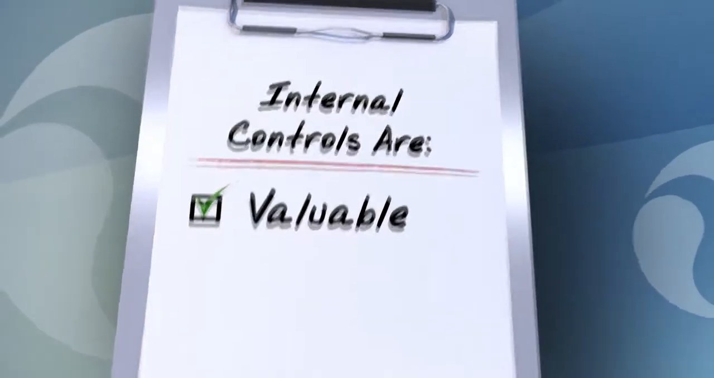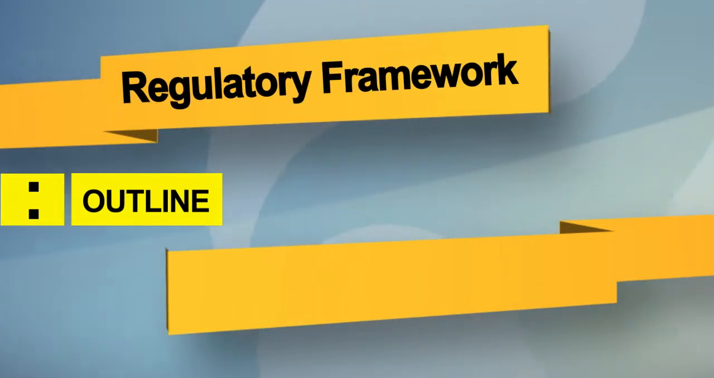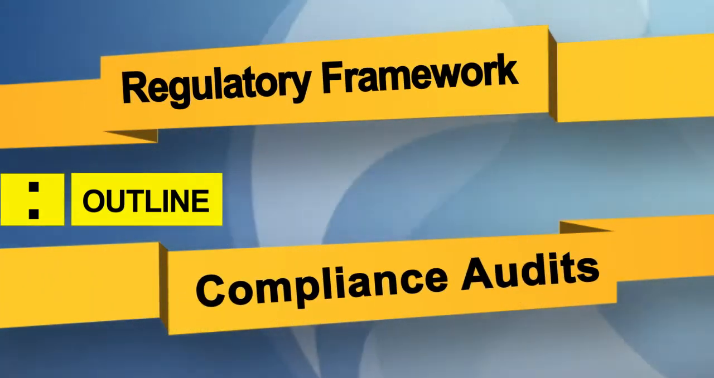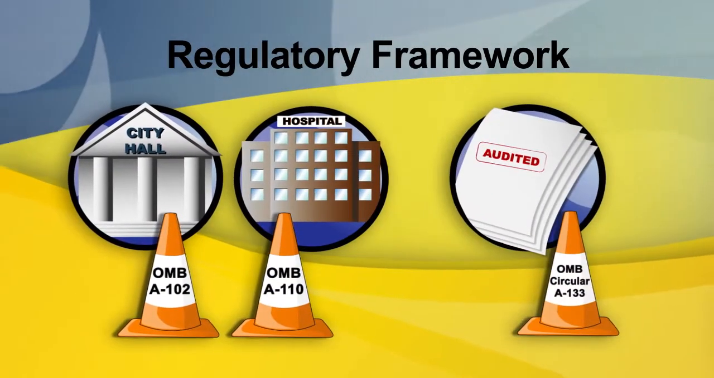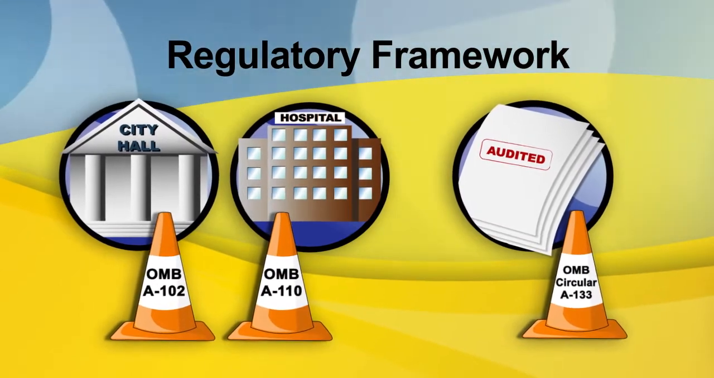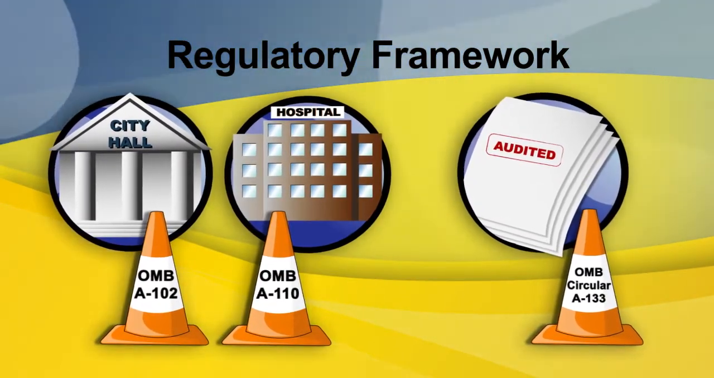The federal government acknowledged the value of internal controls when it first set up a mandatory regulatory framework and instituted compliance audits for any recipient of federal funds. The federal regulations and guidelines are consistent with the nationally accepted framework of the Committee of Sponsoring Organizations, or COSO.